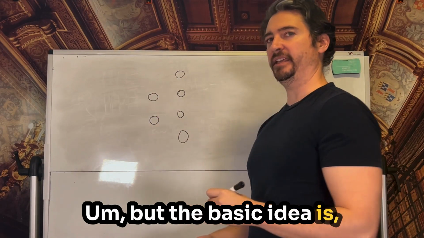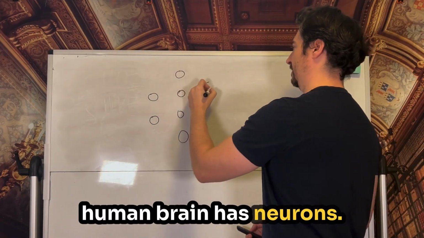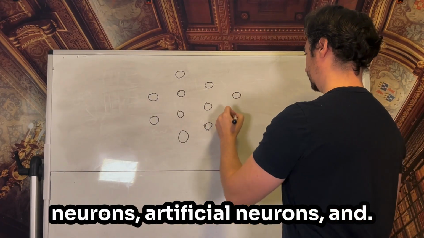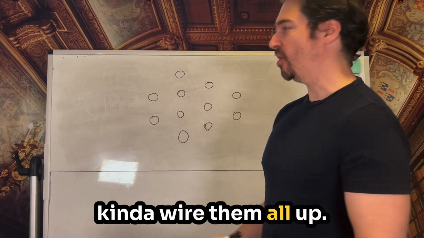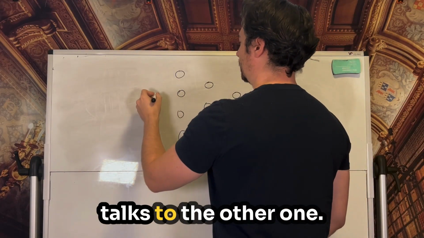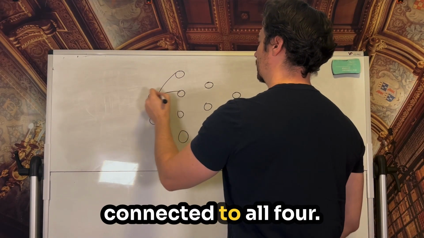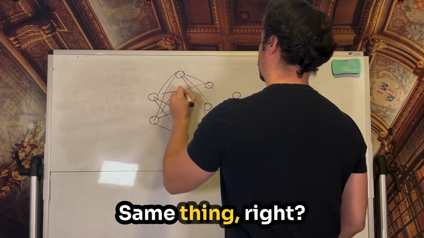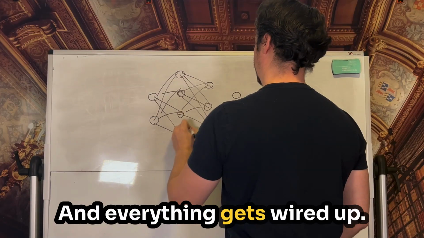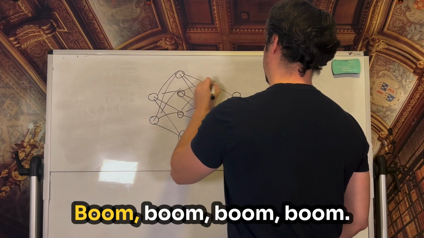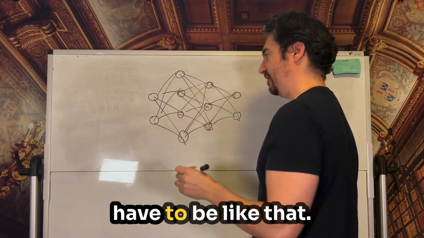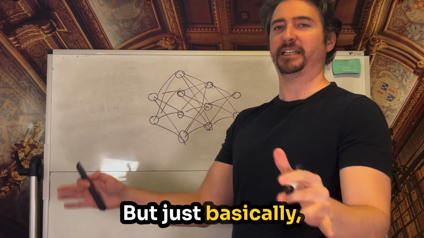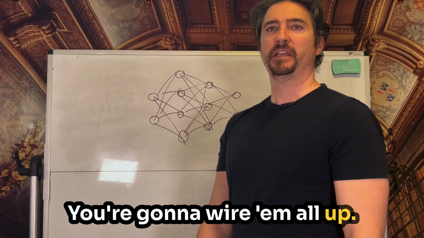But the basic idea is, we think the human brain has neurons, so we're going to make a computer program that has artificial neurons, and you wire them all up so each one talks to the other ones. So this one, let's say, is connected to all four. This one's connected to all four. Same thing, and everything gets wired up like this. Now it doesn't actually have to be like that. You can make sparse connections, you can do pruning, there's all kinds of interesting stuff you can do here, but basically this is the idea. You wire them all up. So that's the neural network.